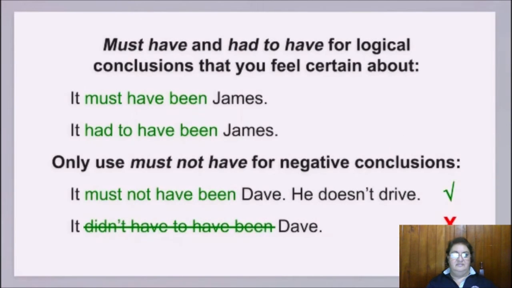The modals must have and had to have show that you feel almost 100% certain about your conclusions. For example, it must have been James. It had to have been James. I feel certain about these statements. For negative conclusions, we can only use must not have, not didn't have to have. We can say, it must not have been Dave. He doesn't drive. Not.